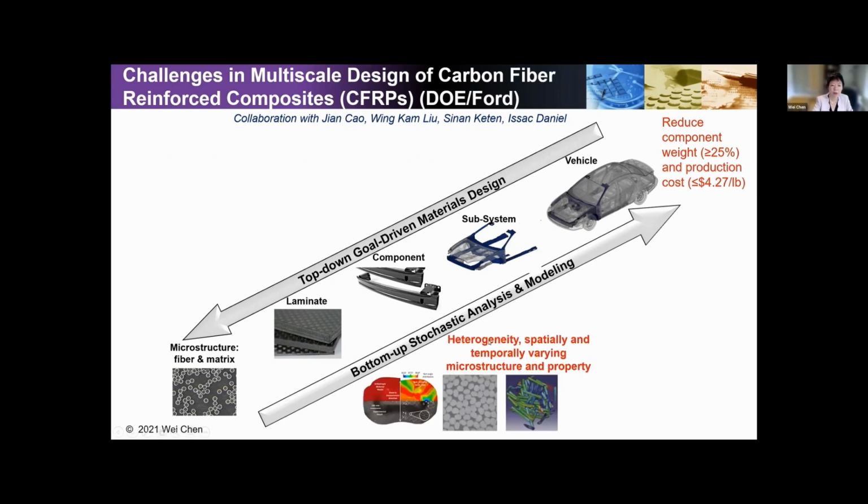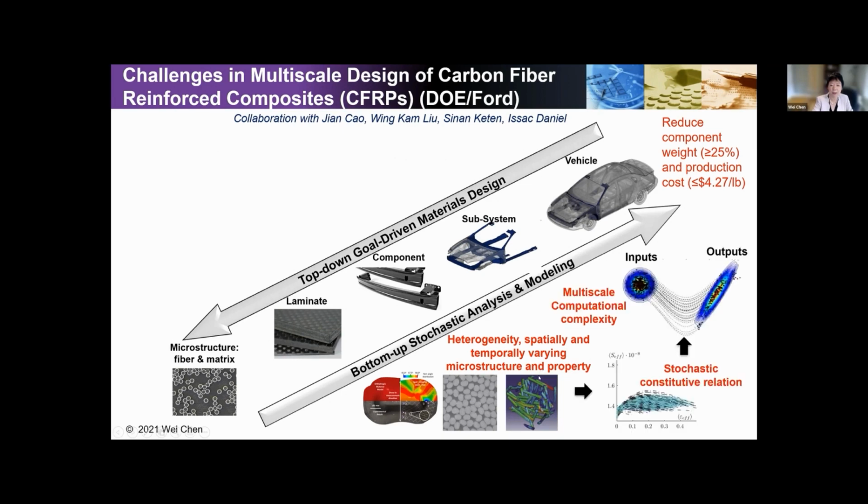Due to the manufacturing process impact, we can see that the material behaviors are very heterogeneous at different locations. So there's heterogeneity, and the materials are spatially and temporally varying in terms of their structure and properties. So when we talk about material design, if we take into account heterogeneity and stochasticity, we have to take into account uncertainty.